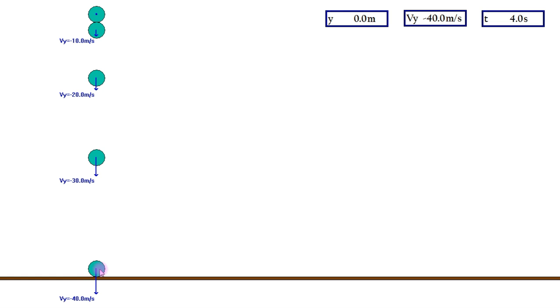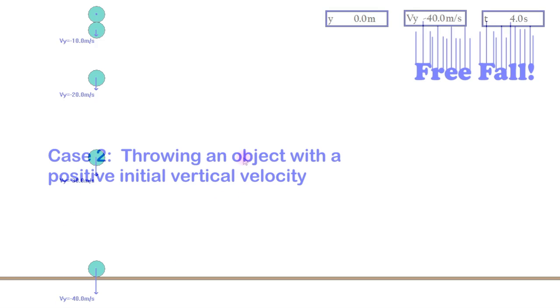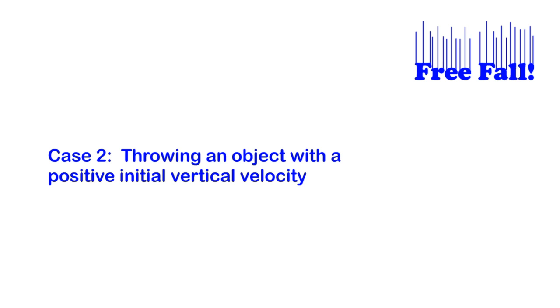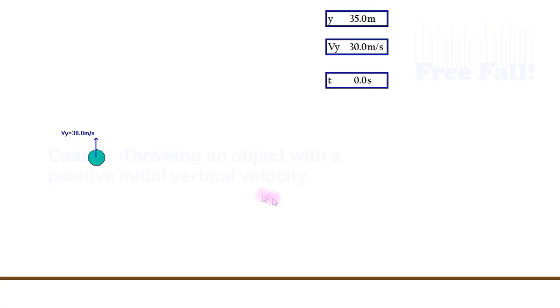Key things to note is that's the entire 80 meters in 4 seconds. Now, the velocities, you'll notice, they go an increasing speed of 10 meters per second every second. Now, let's take a look at throwing an object with a positive initial velocity, meaning something thrown in the air. In this case, it's 30 meters per second, and it starts off at an initial position of 35 meters.